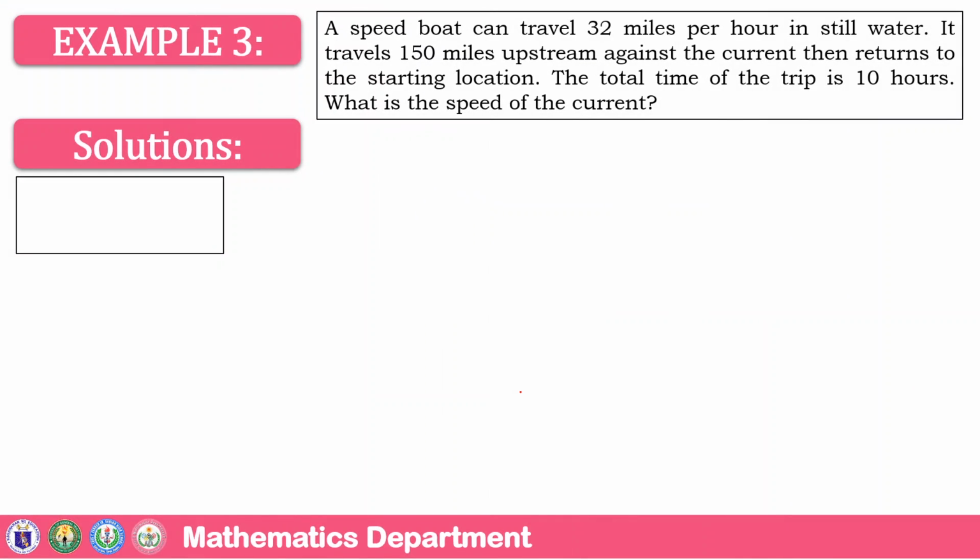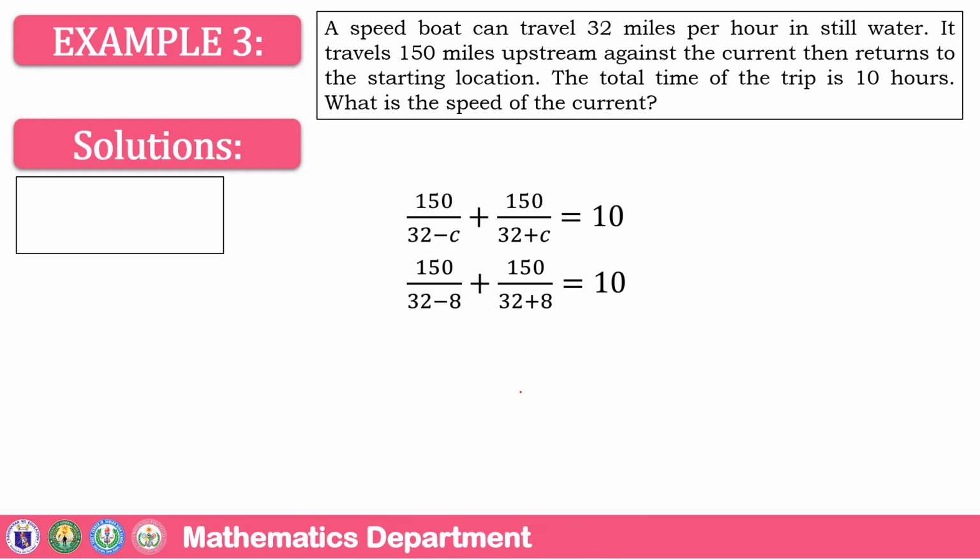Okay, so let us check. Doon sa na-formulate natin na equation, i-substitute natin yung nakuha natin na value ni c, which is 8. So, we have 150 over 32 minus 8 plus 150 over 32 plus 8 is equals to 10. So, solve natin. Meron na tayong 150 over 24 plus 150 over 40 is equals to 10.